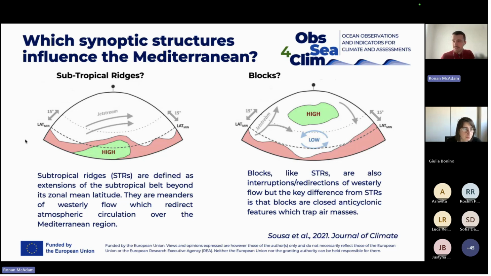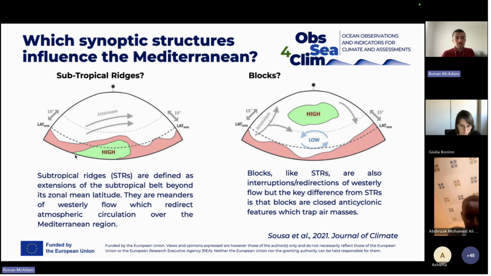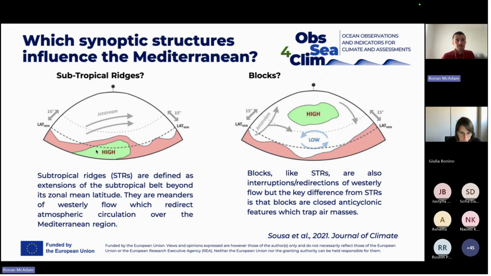Thank you very much. We have subtropical ridges, which are meanders of the jet stream, so extensions of high pressure systems, which in the case of the Mediterranean are often called African anticyclones in the media, because indeed they bring high pressure and warmer air from the northern African continent. And they extend into the mid-latitudes, causing a bending and meandering of the jet stream.